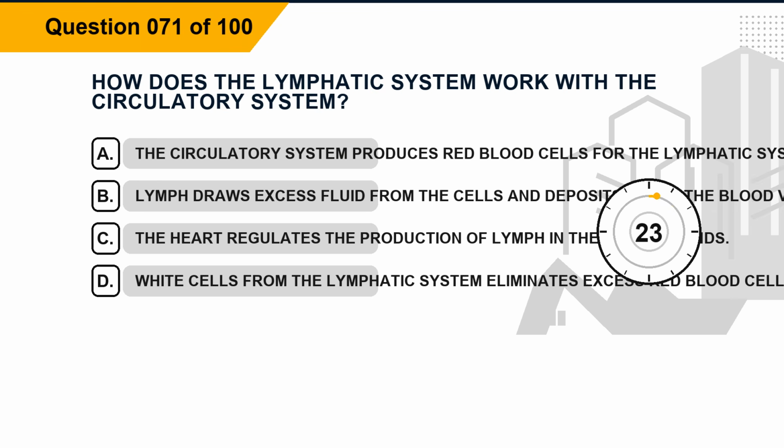Question 71. How does the lymphatic system work with the circulatory system? Option A. The circulatory system produces red blood cells for the lymphatic system. Option B. Lymph draws excess fluid from the cells and deposits it into the blood vessels. Option C. The heart regulates the production of lymph in the lymph glands. Option D. White cells from the lymphatic system eliminate excess red blood cells.